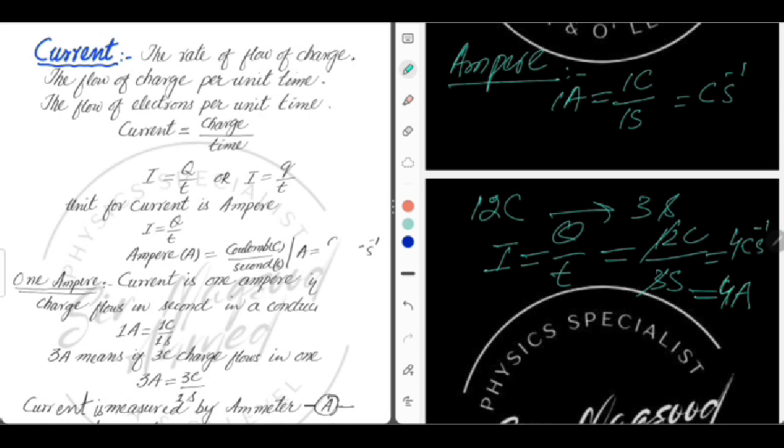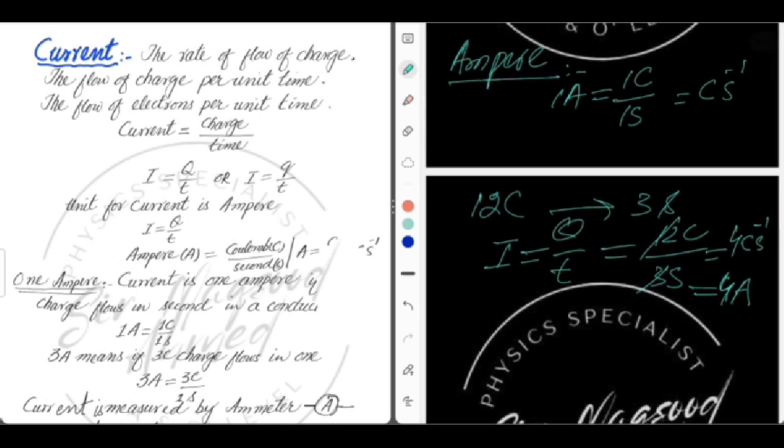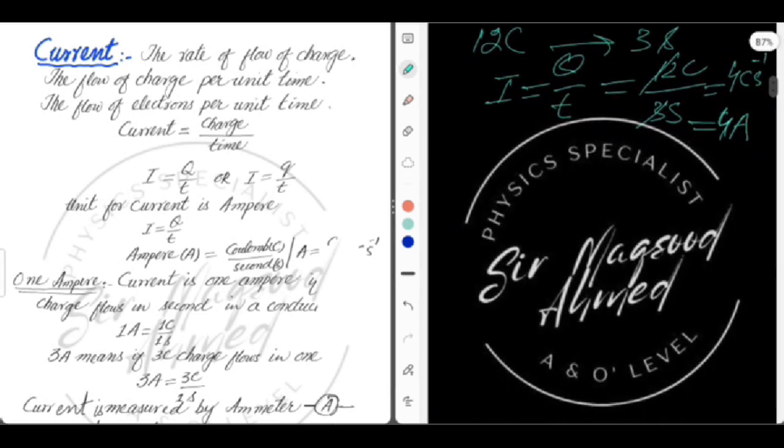4 ampere means 4 coulomb charge is passing through that conductor in 1 second. So ampere is coulombs per second. How much charge is passing through any conductor in 1 second? That is equal to ampere.